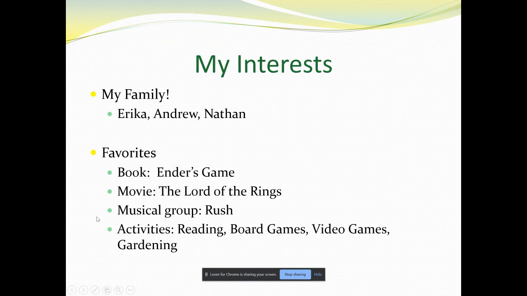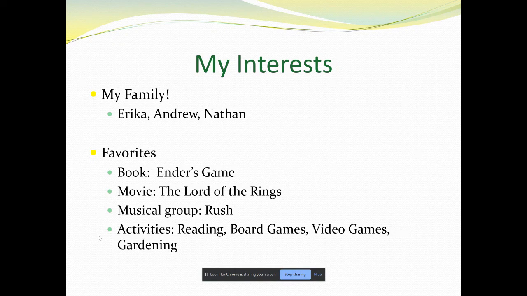But a bit more about me. My favorite book is Ender's Game. I enjoy the way that a lot of the story takes place inside the main character's head, and how he figures out how things work, and movies about leadership. It's a very interesting and enjoyable book. And my favorite movie is Lord of the Rings. I first read the Lord of the Rings novels.